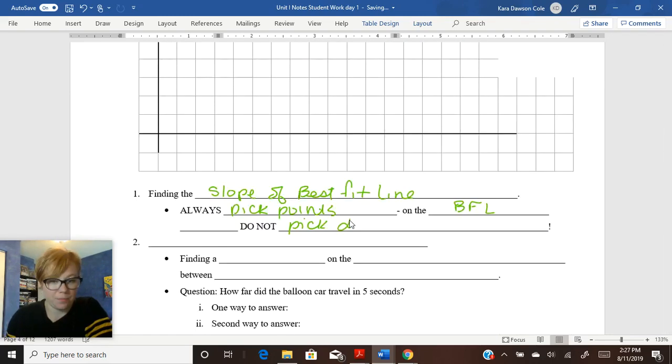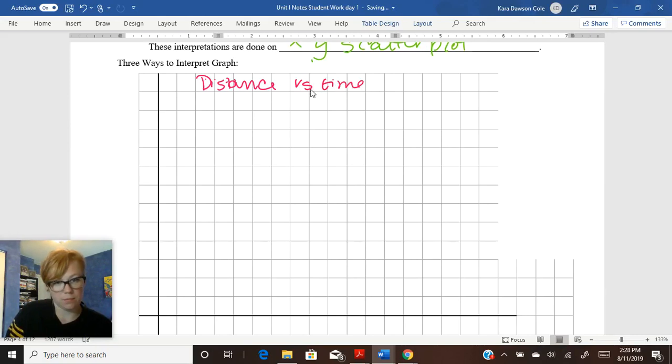So let's say that distance versus time for balloon car. Always remember to have a title. So you want to have a title for any graph that you do. You want to label the X and Y axis. So again, out of these two, my distance versus my time, the thing that I can control and the thing that I can kind of look at is my time. So my time is going to be independent. And then my distance is going to be the dependent.